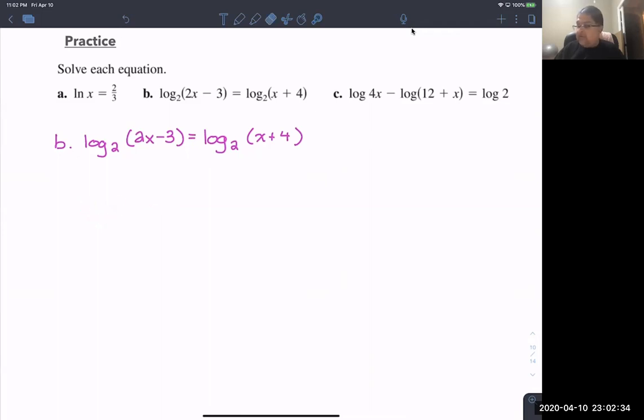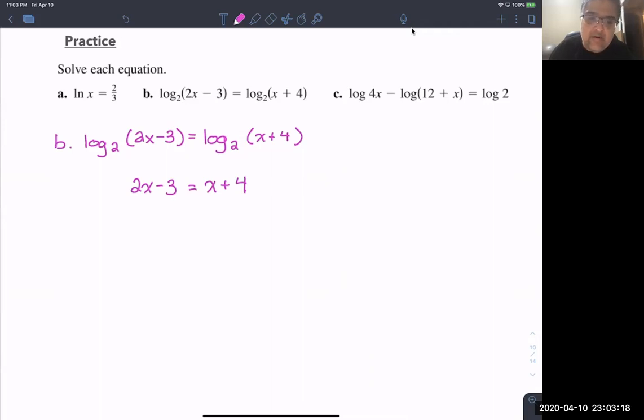So let's go back to the original equation. Log base 2 of (2x minus 3) equals log base 2 of (x plus 4). Well, I'm fortunate in this regard because both sides of the equation have the same log, or have log base 2 done to them. So we're going to use the one-to-one property, saying that if log base 2 of (2x minus 3) equals log base 2 of (x plus 4), that must imply 2x minus 3 equals x plus 4. Since both sides are log base 2, I can set whatever's inside the logs equal to one another.